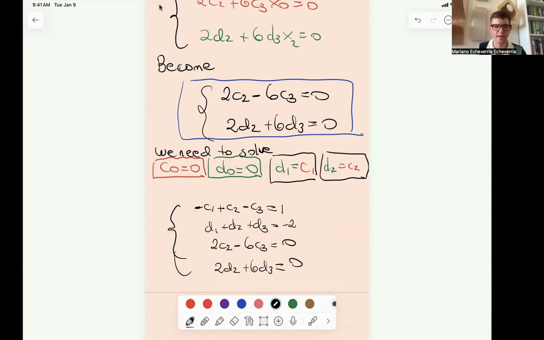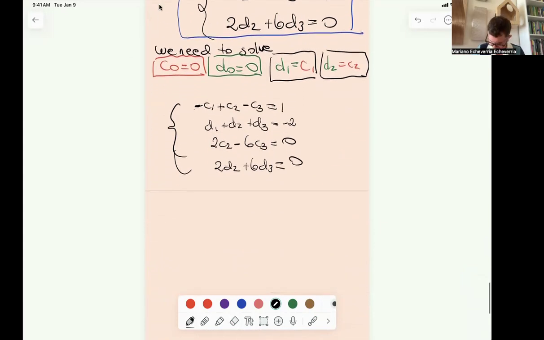Okay, but again, in this system of equations, I can use the fact that D1 is C1 and D2 is C2. So where is D1? D1 is here. So I'll replace D1 here with C1, and I'll replace D2 here with C2 also. And then I'll replace D2 here with C2. Okay.